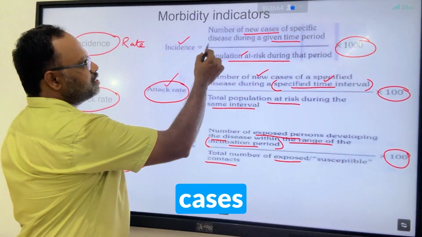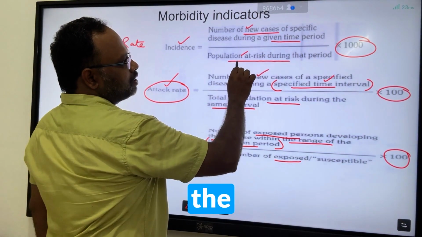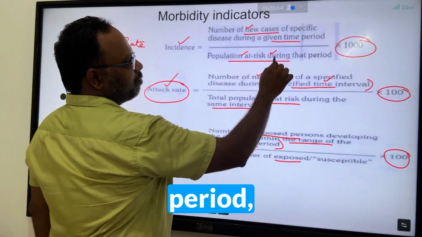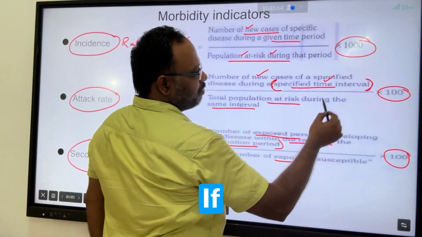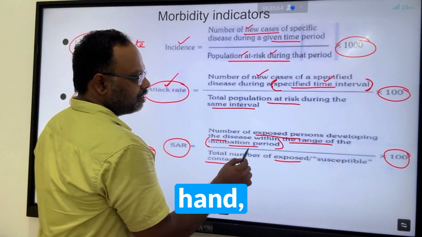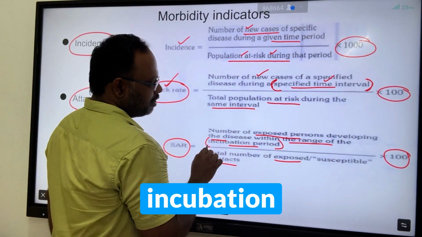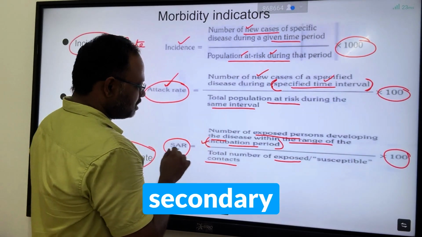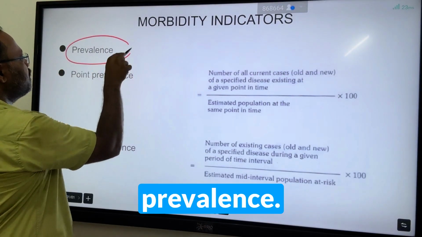The new cases will be in the numerator in a particular time period among the population at risk during that particular time period. But if within a specified time interval it is focused, then it is attack rate. On the other hand, the number of exposed persons developing the disease within the range of incubation period is called secondary attack rate. The next important morbidity indicator is the prevalence.